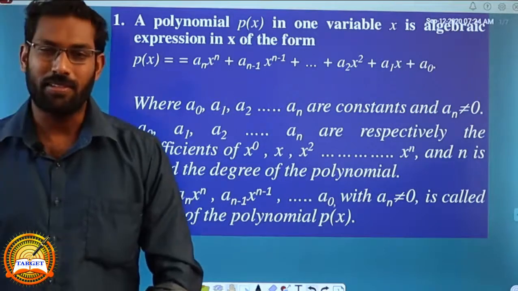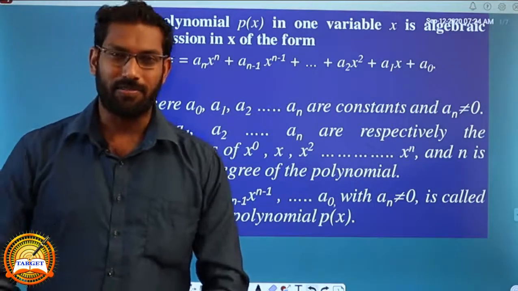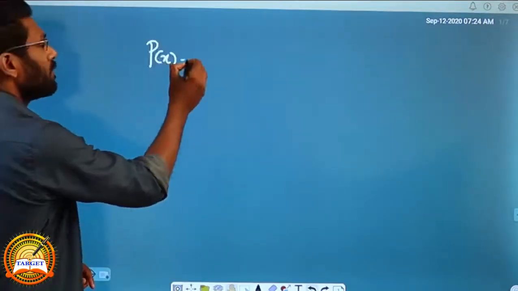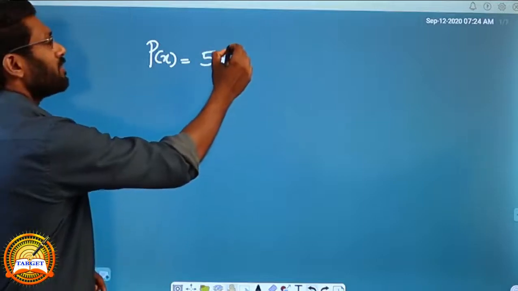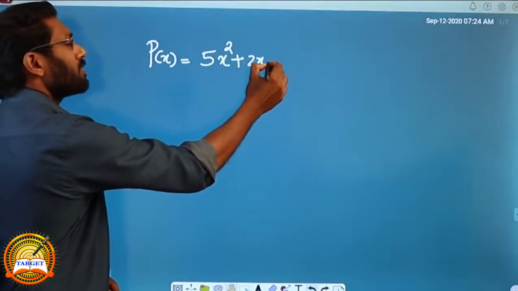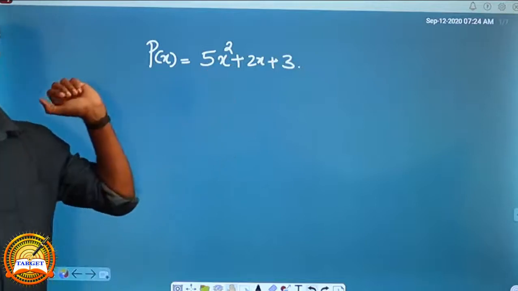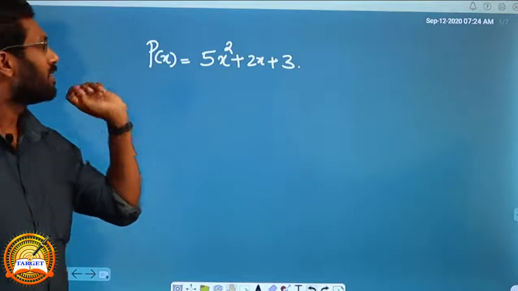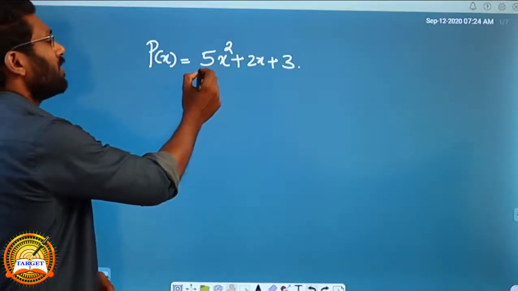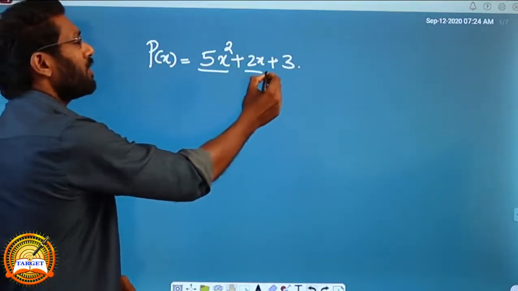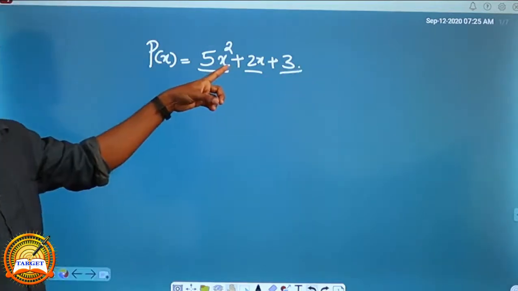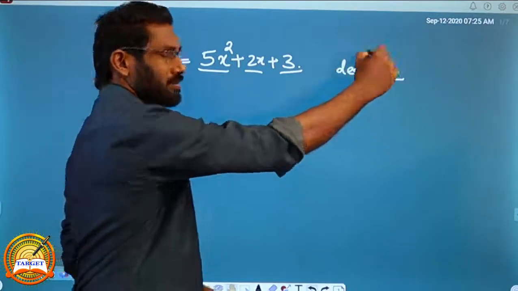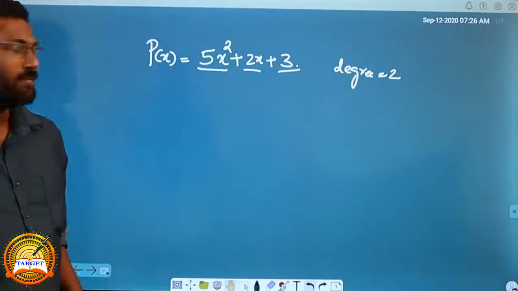Now you understood what is a polynomial in one variable. Now I am going to write a polynomial p of x in one variable. P of x equals 5x square plus 2x plus 3. Look at this, this is a polynomial in one variable x. Here we know that it is also in the form ax square plus bx plus c. Here the degree of the polynomial is 2. Degree is 2.